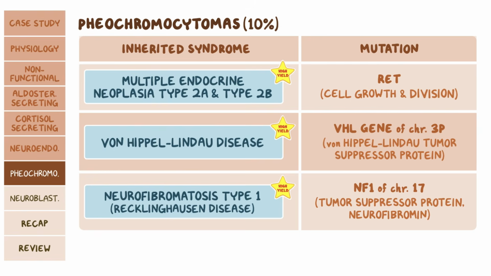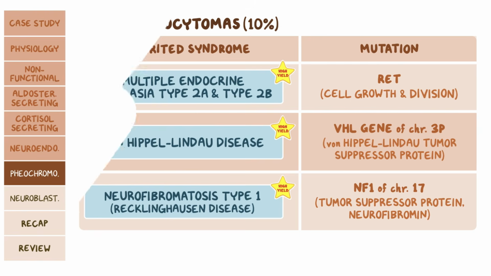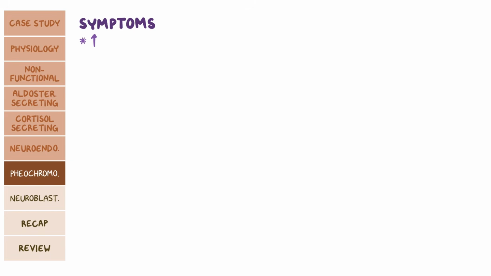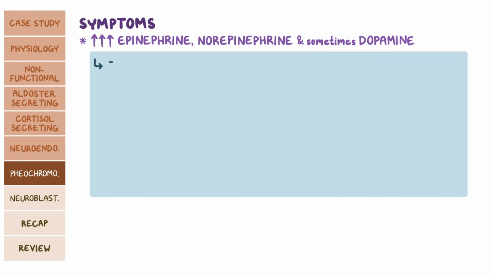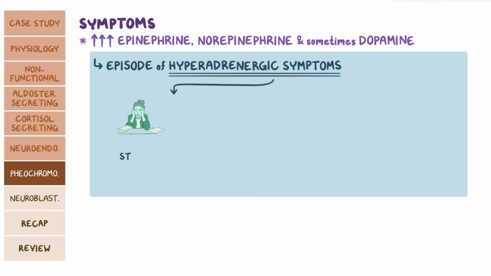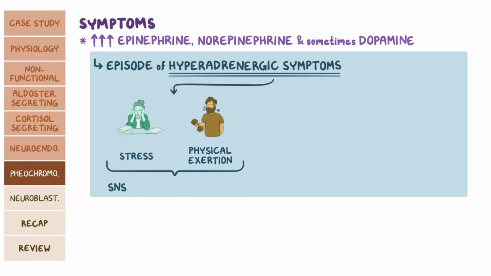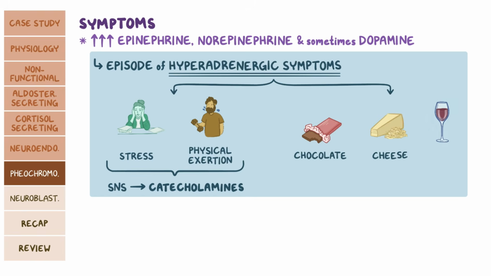Regardless of its cause, remember that once pheochromocytomas develop, they cause symptoms by releasing too much epinephrine, norepinephrine, and sometimes dopamine into the blood, which triggers a spell or an episode of hyperadrenergic symptoms. This often occurs in situations of stress and physical exertion, where the sympathetic nervous system increases the release of catecholamines. It can also occur upon ingesting certain foods, like chocolate, cheese, and wine, which contain tyramine, a substance that triggers the release of catecholamines.